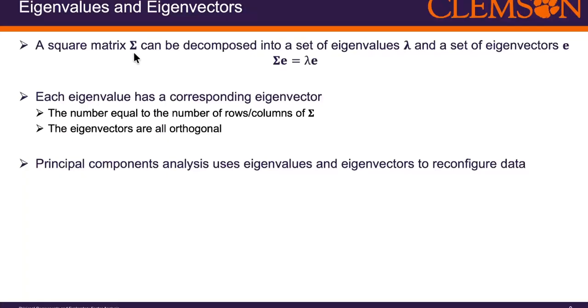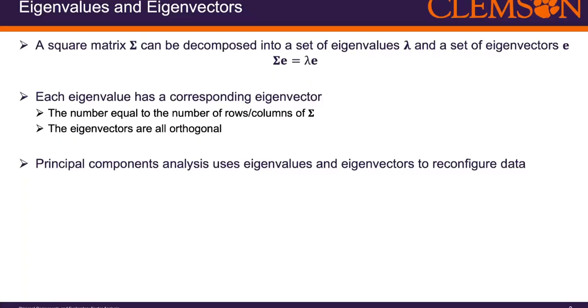The eigenvalues and eigenvectors, let's just define it this way. A square matrix sigma can be decomposed or re-expressed into a set of eigenvalues lambda, this is a vector of eigenvalues, and a set of eigenvectors e, such that the original matrix times that eigenvector is equal to an eigenvalue times that eigenvector.